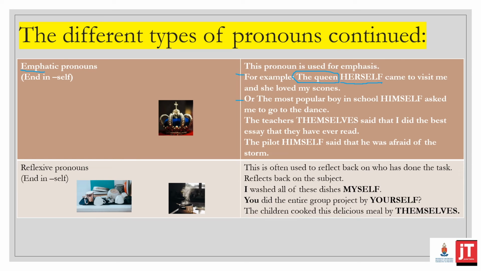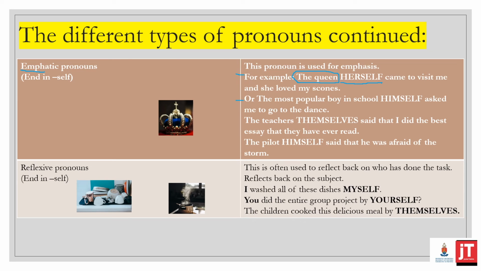The most popular boy in school himself asked me to go to the dance. Perhaps you have a brother and sister. We like to insult each other, I don't know why. Your brother turns around and says, oh, but you're so ugly. You can go, well, I'll have you know, the most popular boy at school himself asked me to go to the dance. So, what do you have to say to that? You could say, obviously, the most popular boy in school asked me to go to the dance, and it still sounds pretty good. But the himself just adds that emphasis of, yeah, well, he himself asked me.